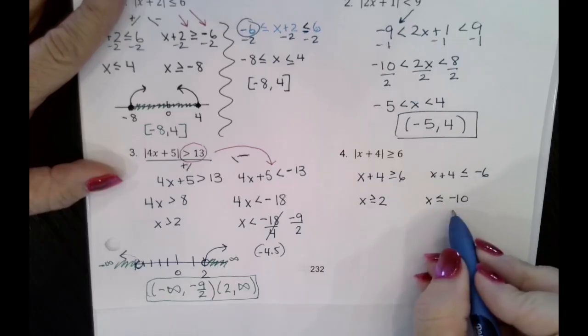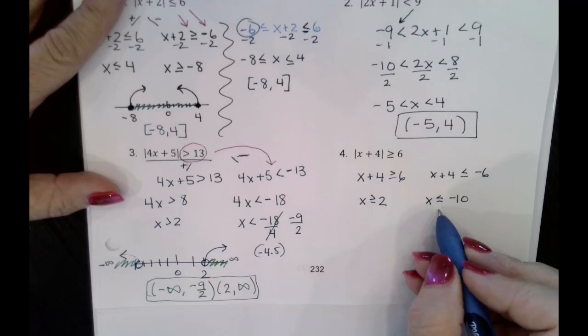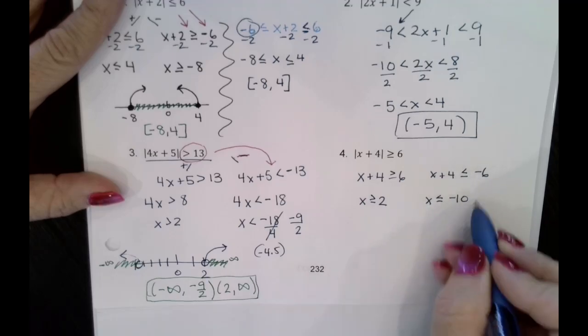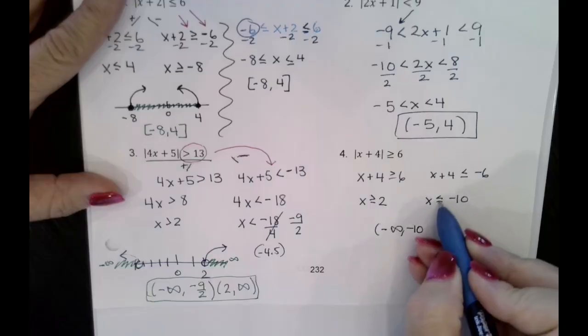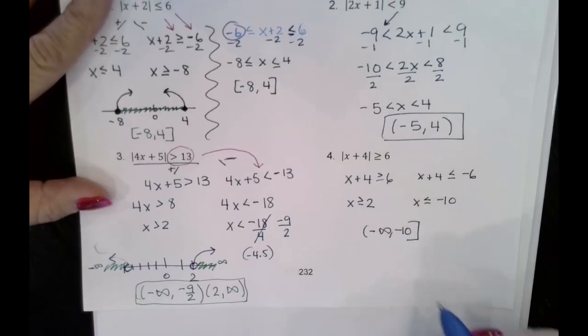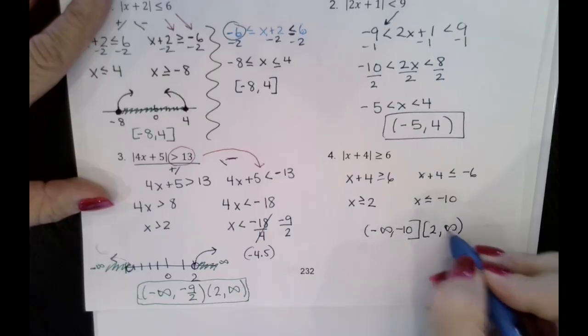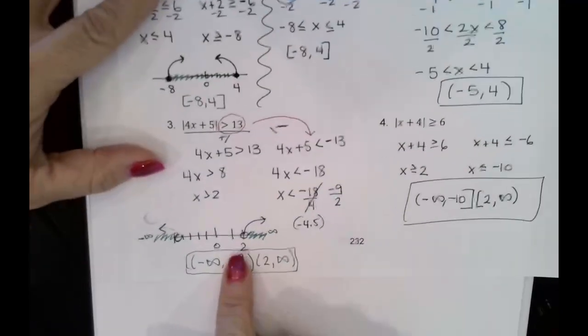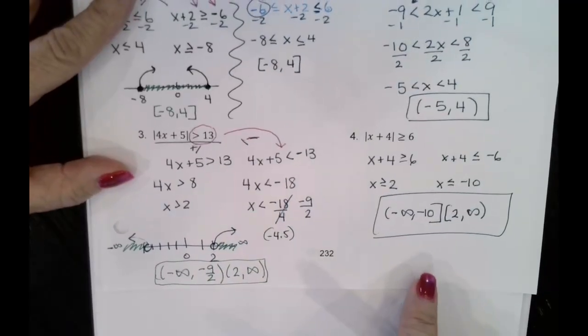Now, at this point, I don't need to draw a number line. You might see this. So what I see is that this is my negative number, so I'm going to be negative infinity to negative 10. It's included, so I have a bracket. I'm going to start up again at 2, and I'm going to go to infinity. Now, if the number line helps you and helps you see it, then do that, right? You don't want to make a mistake.